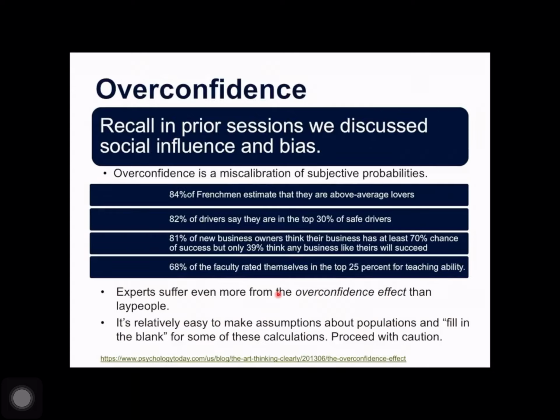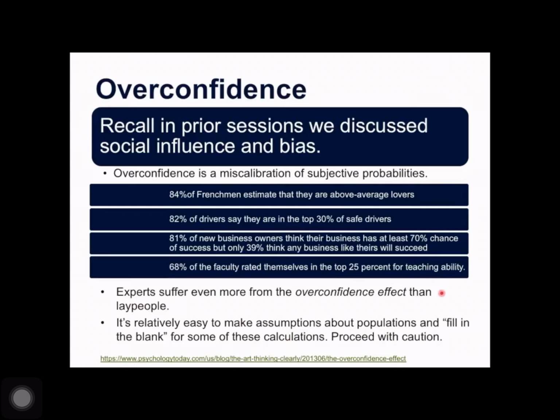84% of Frenchmen estimate that they're above average lovers, 82% of drivers say that they're in the top 30 percent of safe drivers. Well, that can't be. Business owners think that their business is going to succeed, but their competitors will fail. And shockingly, some faculty members believe a lot more than they should that they're in the top 25 percent in teaching ability. Of course, that could be one I should really be mindful of. So the point is that we're very susceptible to overconfidence, and actually as we become more familiar with something technical like statistics, we can often suffer from it more. So be mindful of that and proceed with caution.